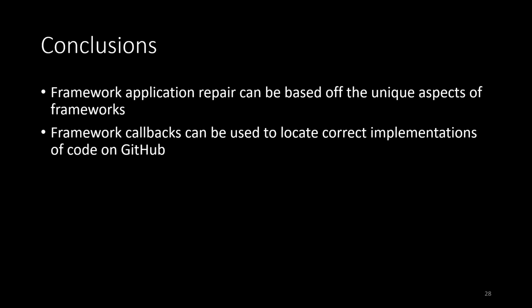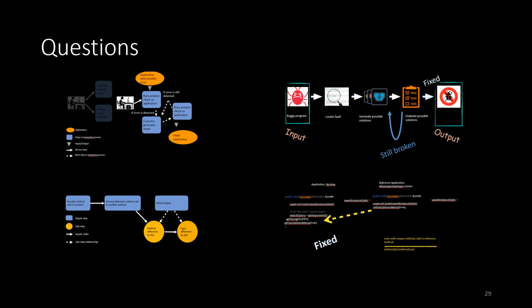In conclusion, framework application repair can be based off unique aspects of frameworks, and framework callbacks can be used to locate correct implementations of code off of GitHub. Thank you, and let me know if you have any questions.